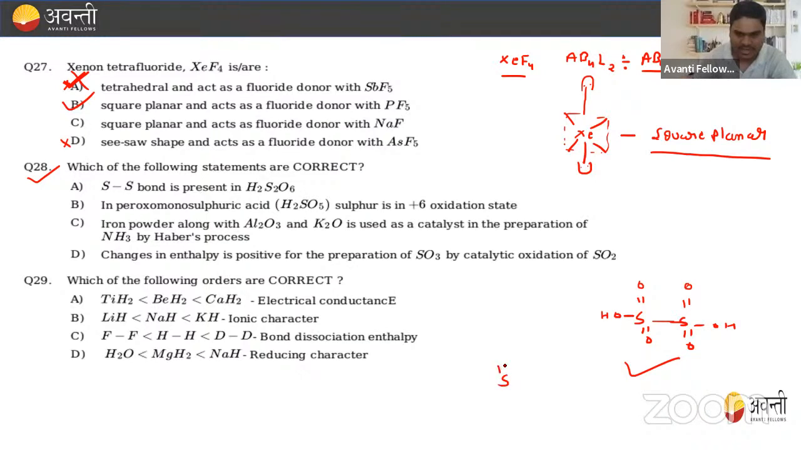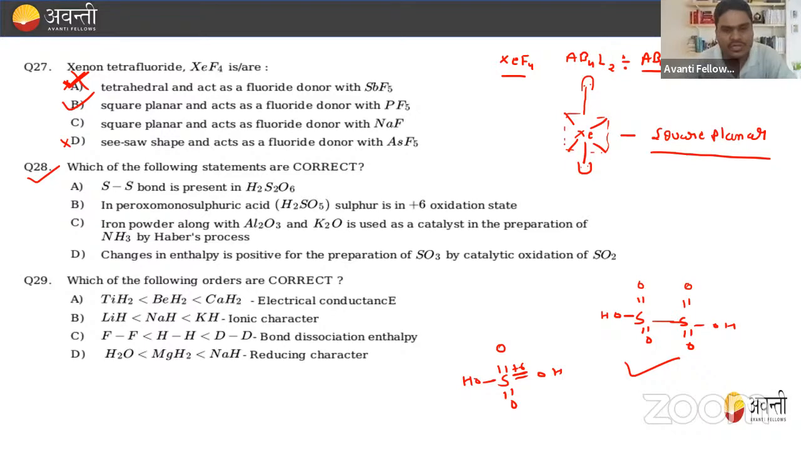Yes, they have a structure like S double bond O, and this is OH, OH. So +2, +2, 4, +5, +6. So they have +6 oxidation state. So this is also correct. So in peroxo monosulfuric acid H2SO5, sulfur is in +6 oxidation state.